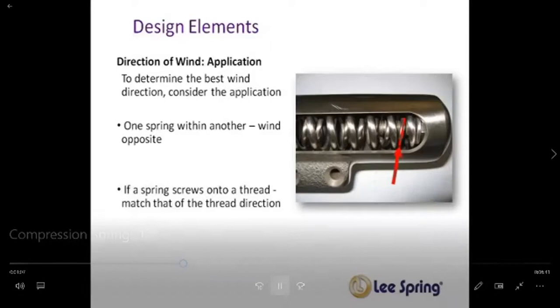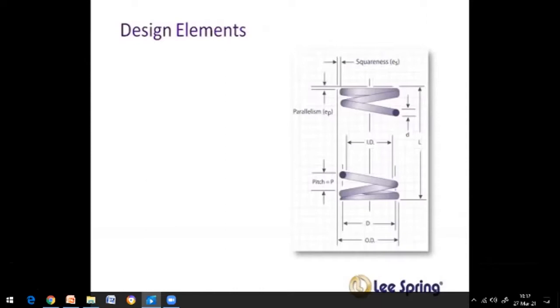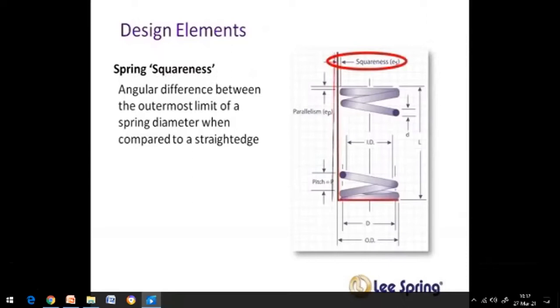Now that we have looked at how the spring is wound, let's take a look at other design elements. Spring squareness is defined as the angular difference between the outermost limit of a spring diameter when compared to a straight edge at the right angle to a horizontal flat plate on which the spring is standing. Spring parallelism relates to the ends of the spring and how parallel they are to one another.